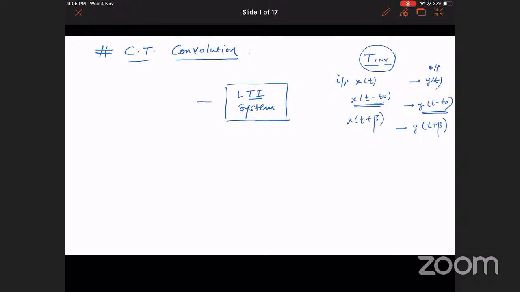So assume for the system, let's say, you apply input as del of t. So what is meant by del of t? Is there anybody who can answer me? What is meant by del of t, guys? It's a very simple question. Come on, guys. What is del of t? Del of t is defined as an impulse input.